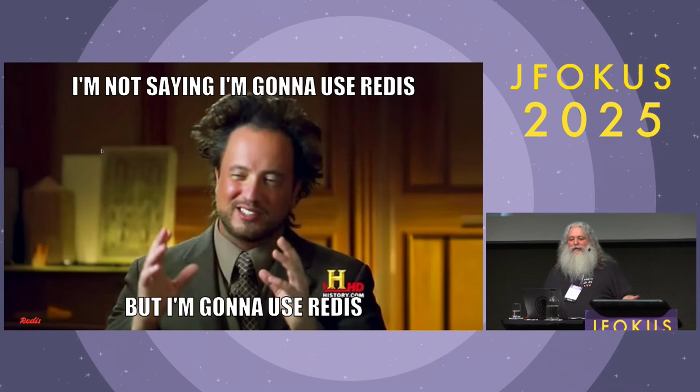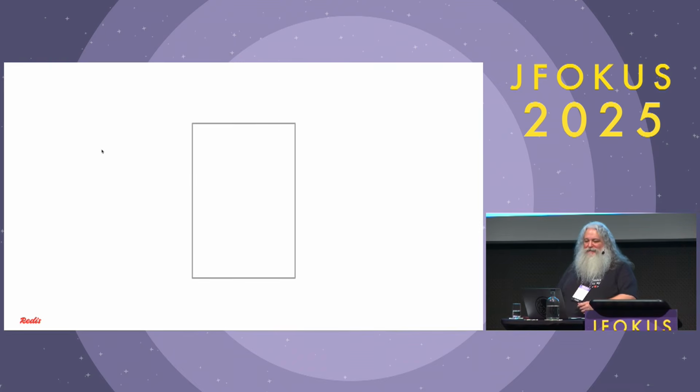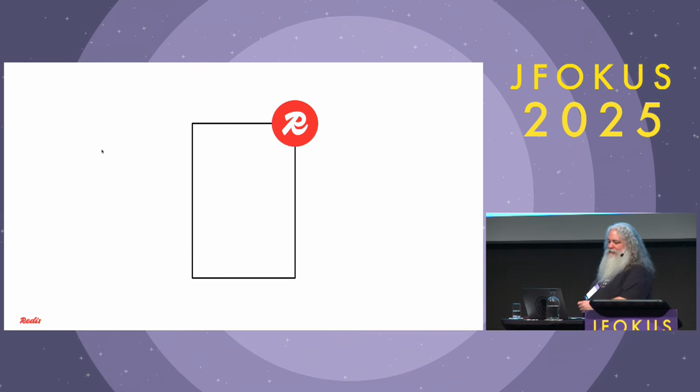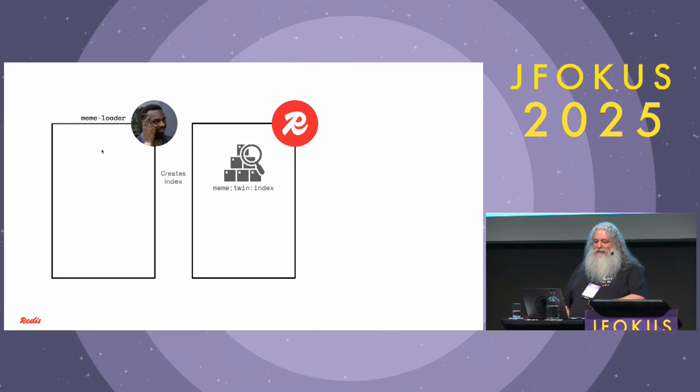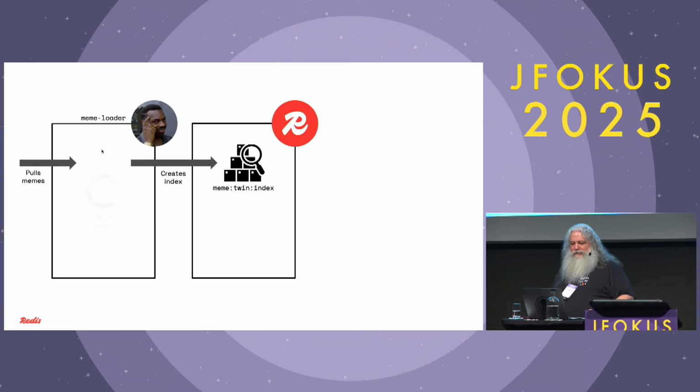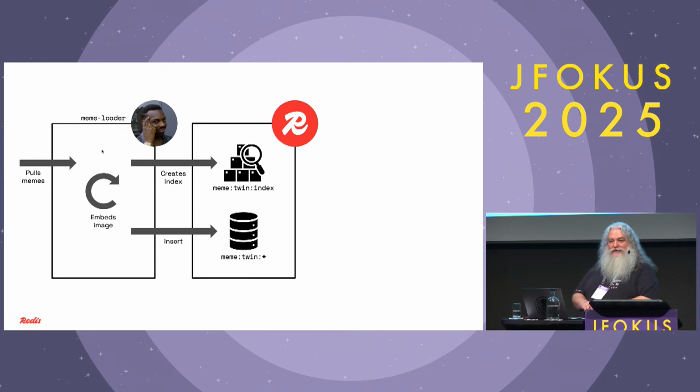What I've built is fairly straightforward. I've got Redis out there. I've built a little meme loader. What the meme loader does is it looks in a folder. It creates an index in Redis for doing vector searches. And then it pulls a bunch of memes from a folder, takes the title of the image as the title that it puts into Redis, creates an embedding, puts the raw image, and shoves that into Redis in a key, in a hash.